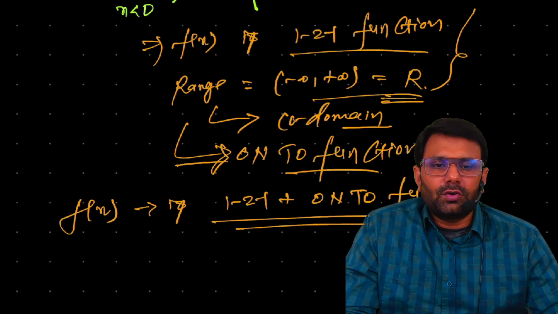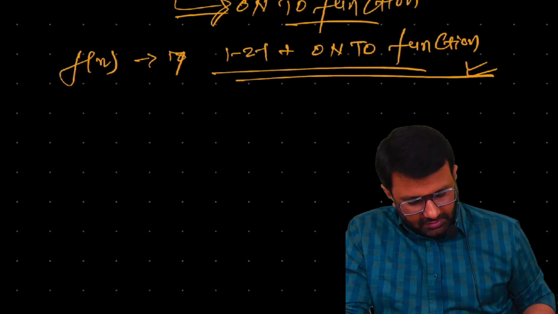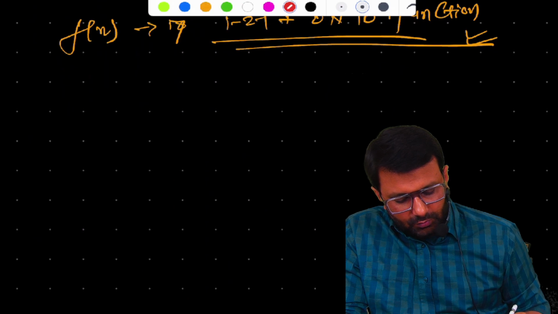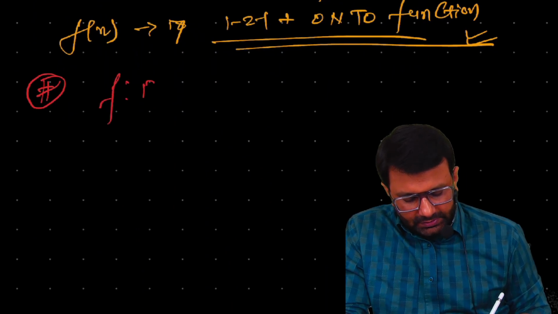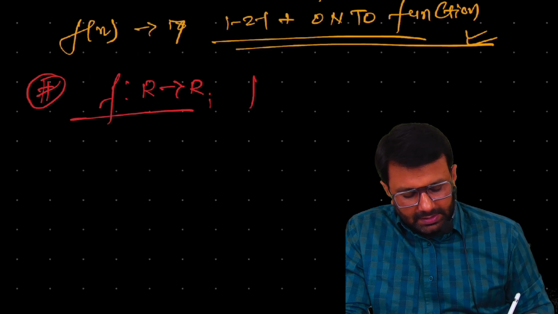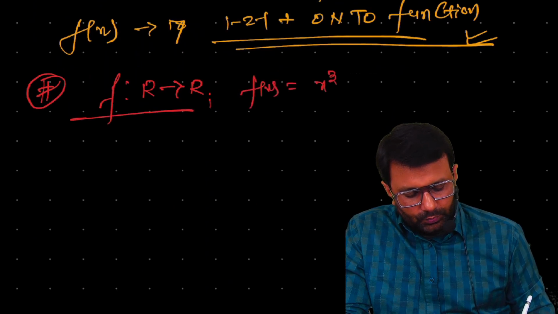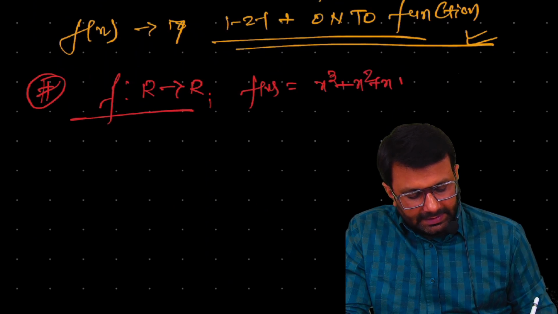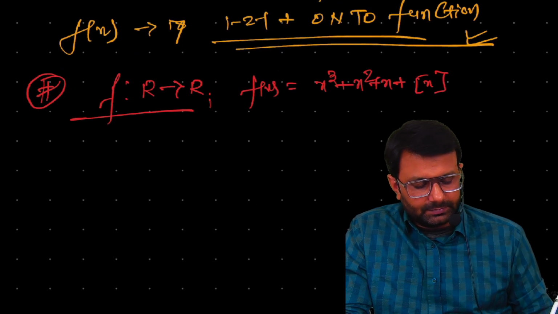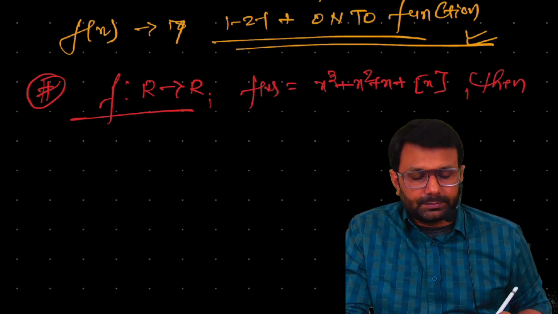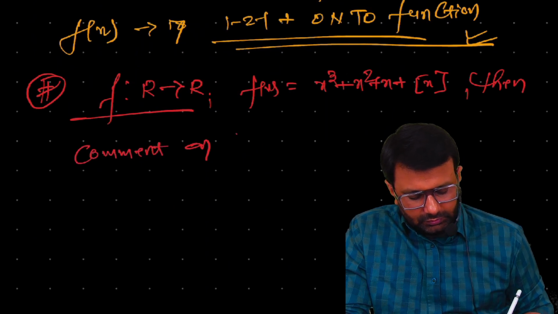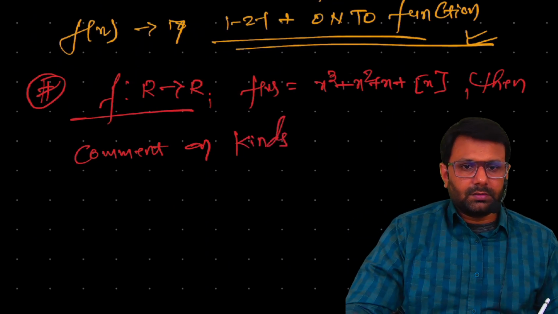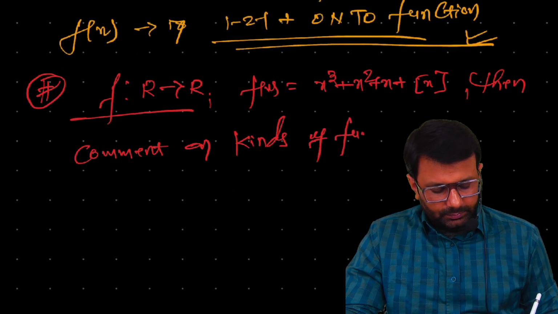Now can I give you one homework question? Interesting question. Okay, this is the last question. I am giving you homework. You have to solve it. In the next lecture I will discuss this question. Suppose a function is defined from R to R and f(x) is equal to x cube plus x square plus x plus [x], the greatest integer function. Then comment on the kind of function.